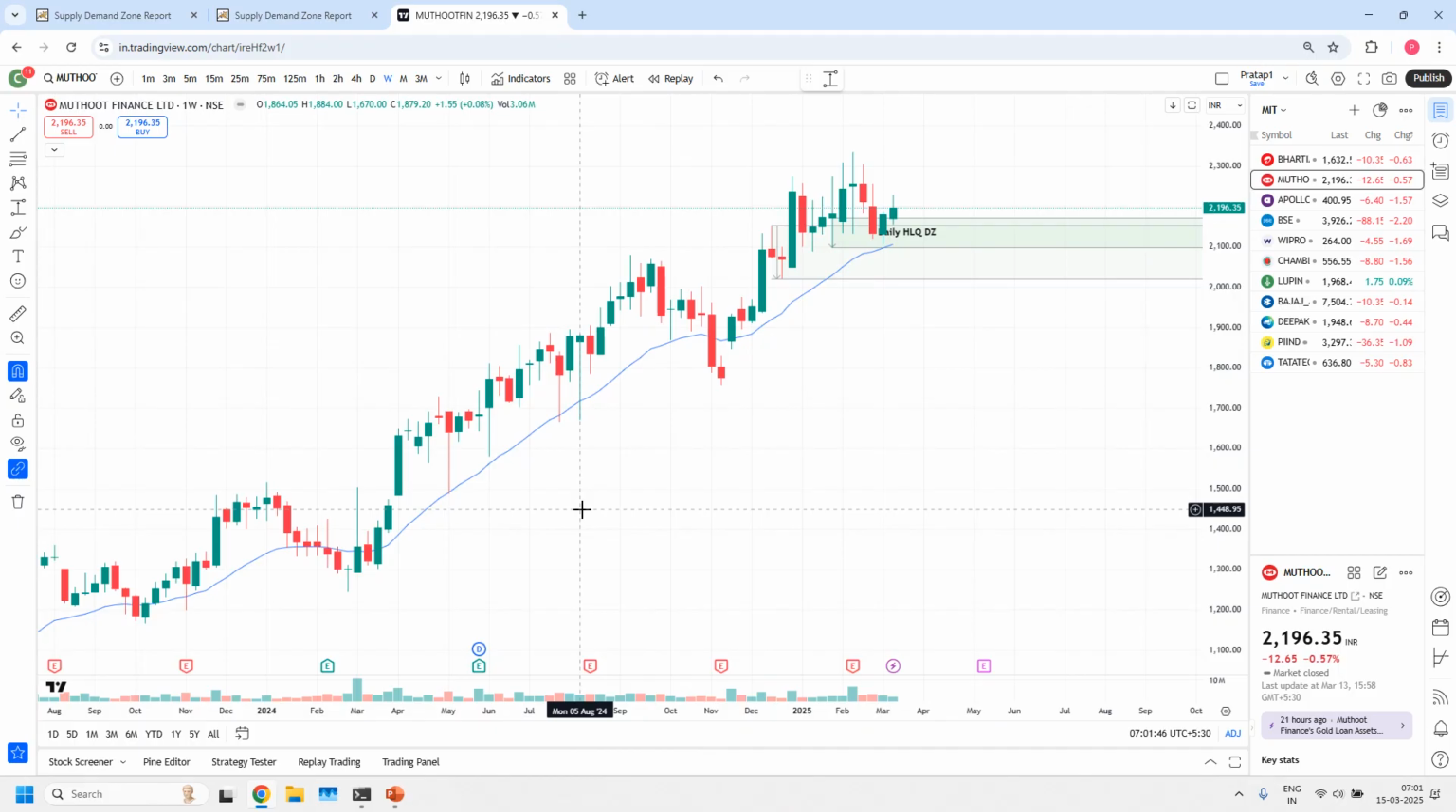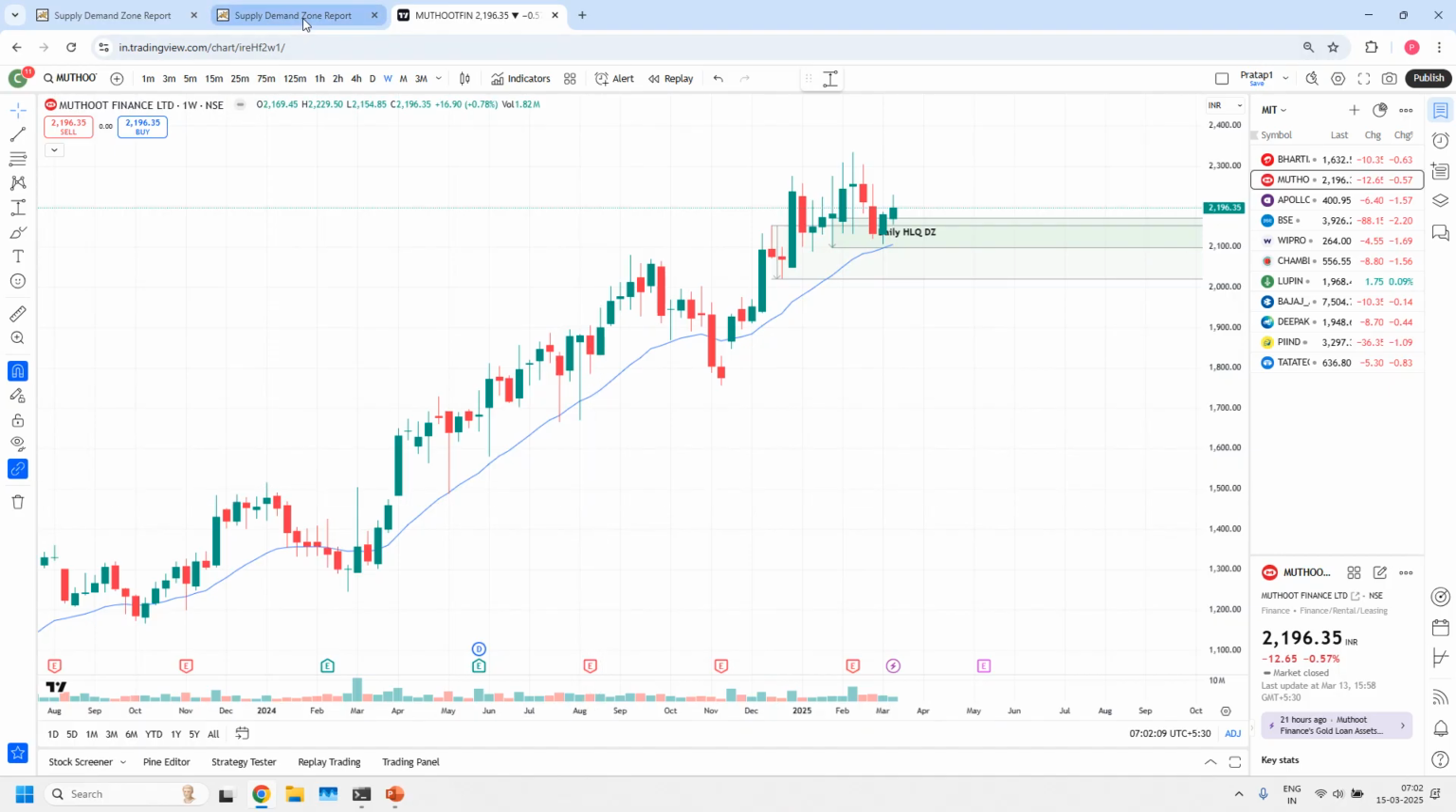What is HTF? Monthly. What is ITF? Weekly. What is LTF? Daily. That means a daily zone should be a fine-tuned zone in the monthly. What does it mean? Daily should be inside the weekly, that means overlap with weekly, and both together again overlap with monthly. Such kind of combination-supported stocks we want.